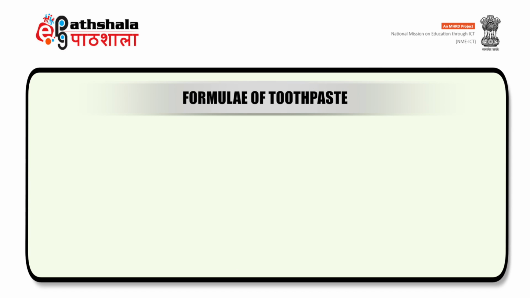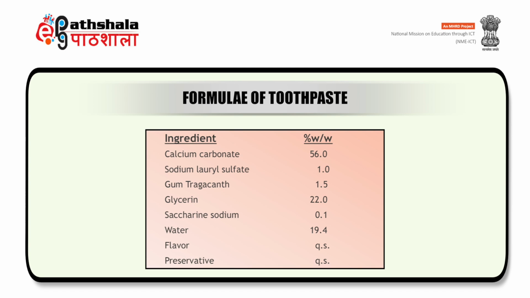Now, we show you some representative formulae of toothpaste. Formula 1 has calcium carbonate and sodium lauryl sulfate. Calcium carbonate is the abrasive in a concentration of 56%. Sodium lauryl sulfate is the detergent. Gum tragacanth is the binder. Glycerine is the humectant. Saccharine sodium is the sweetening agent. Water is the solvent along with flavors and preservatives.